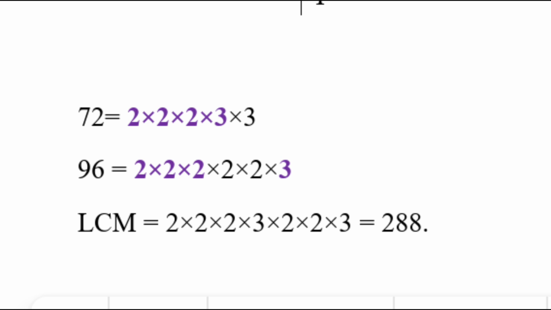So here the common factors are three 2s and one 3, and uncommon again two 2s and one 3. So multiplication of all these common and uncommon factors, we will get our LCM. So that is 2 multiplied by 2 multiplied by 3 multiplied by 2 multiplied by 2 multiplied by 3, which is equal to 288. Hence the LCM of 72 and 96 is 288.